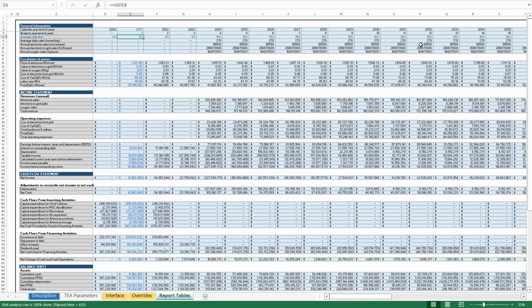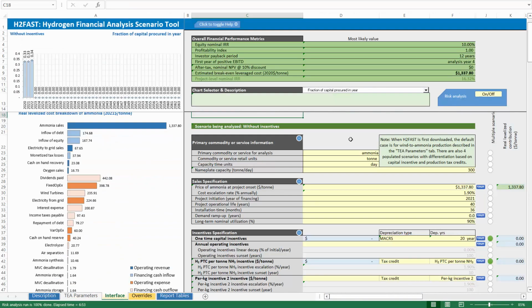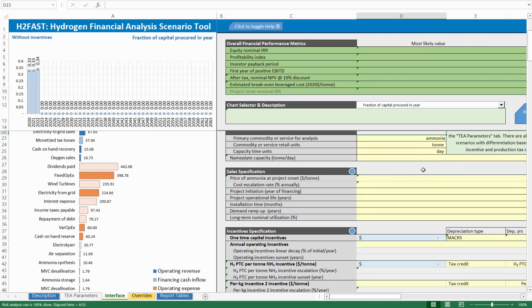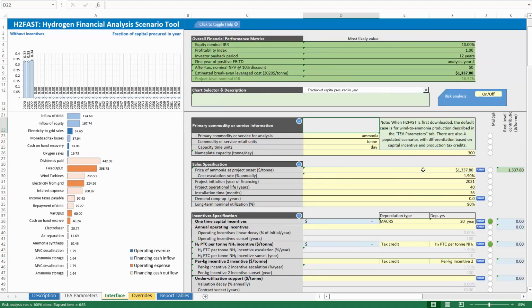So this gives, hopefully, an idea of how to use the H2FAST model for not H2. You can specify things like ton miles of freight and then specify variable operating expense in terms of dollars per kilogram of hydrogen consumed, capex in terms of how many tractors, how many trailers, driver wages, etc. So the model is, again, very flexible to analyze a variety of circumstances.